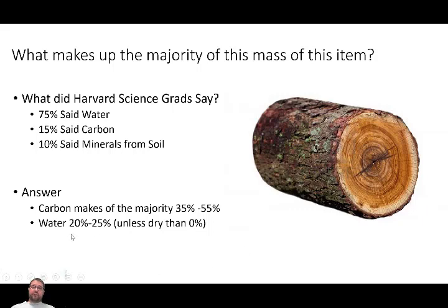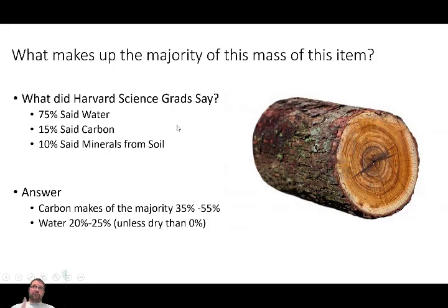Water makes up 20 to 25% in a wet piece of wood. Now again, this is average. So some pieces of plant material, woody material, etc., are very good at absorbing water, and might have a much higher water content. But if this is a completely dry piece of wood, then 0, or maybe I should say 0 to 2% is water, because maybe you can't get all the water out. But it's so little of this would be water if it's dry.